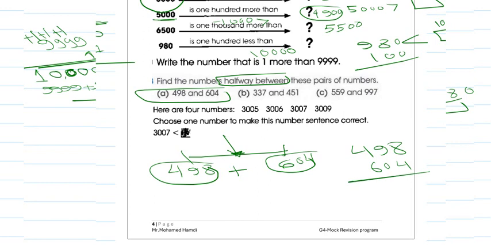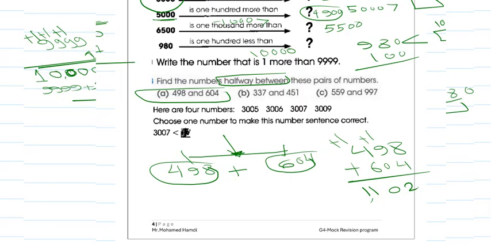4 plus 8 is 12. 2 carry up 1. 1 plus 9 is 10. Plus 0 is 10 also. 0 carry up 1. 1 plus 4 is 5. 5 plus 6 gives you 11. This gives you 1,102. So you can divide this number by 2 or get the half of this number, 1,102.